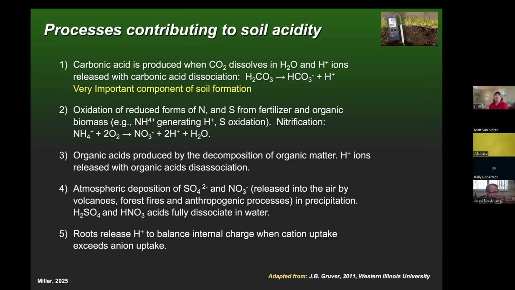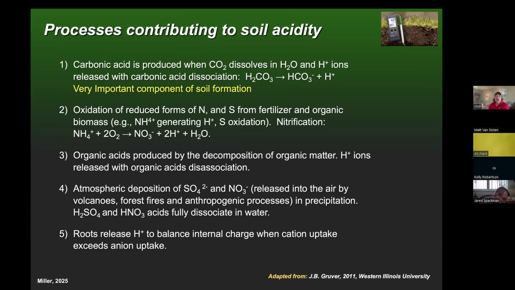I've already talked about carbonic acid that's dissolved in rainwater. Higher CO2 levels in the atmosphere create higher amounts of carbonic acid. It's very important to understand that this is how most soils have formed on the landscape over hundreds and thousands of years. Secondarily, then we have the effect of oxidation of nitrogen and sulfur, fertilizers, or anything that's associated with organic biomass. And these generate ammonium, and when they undergo oxidation, in this case nitrification or mineralization of sulfur, we're going to release a lot of protons.